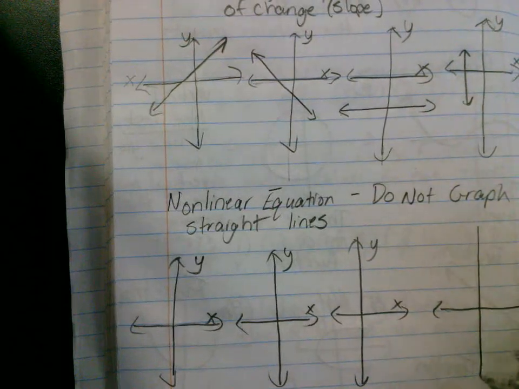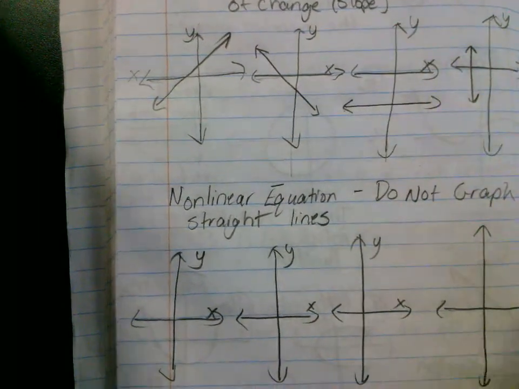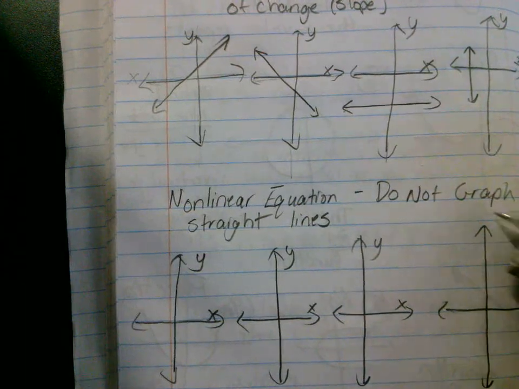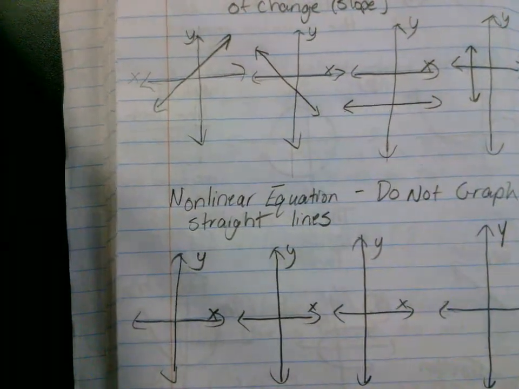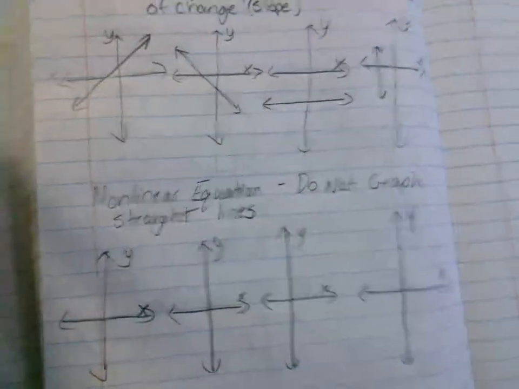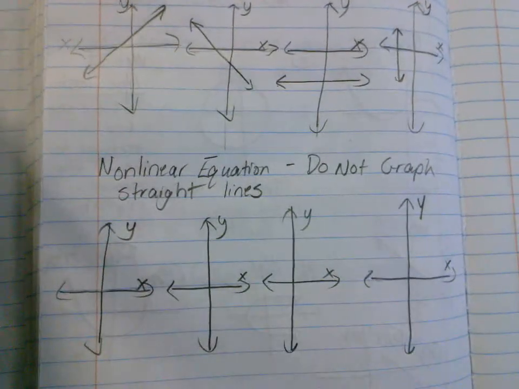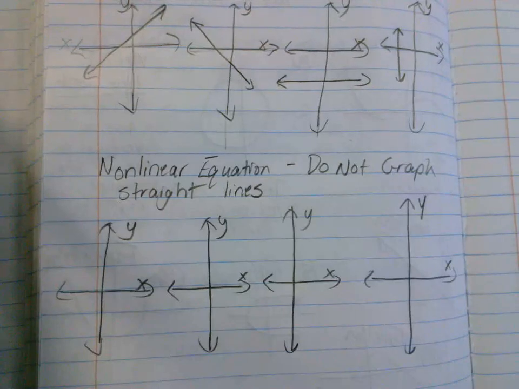Left to right is horizontal, up and down is vertical. We're going to do 4 examples of a nonlinear function. All right, so let's do 4 examples of nonlinear.